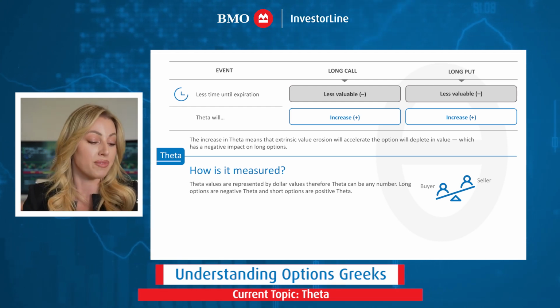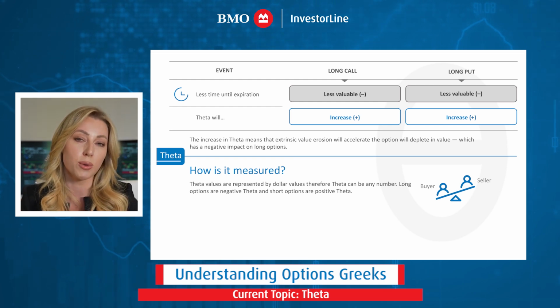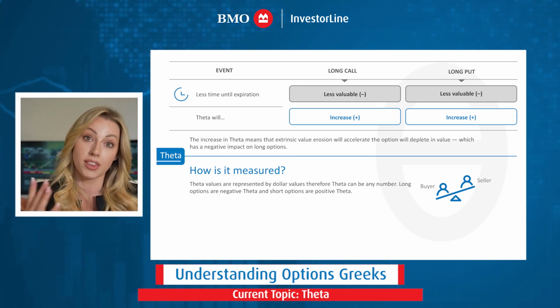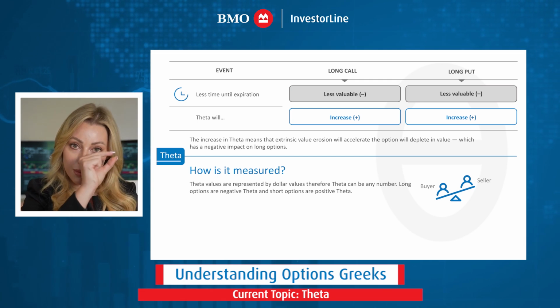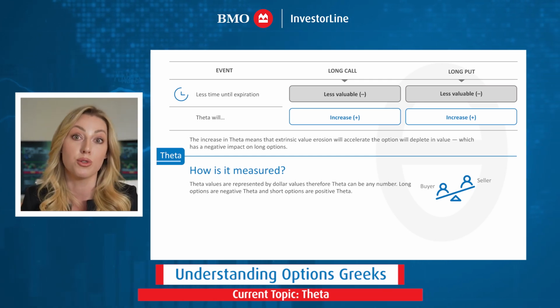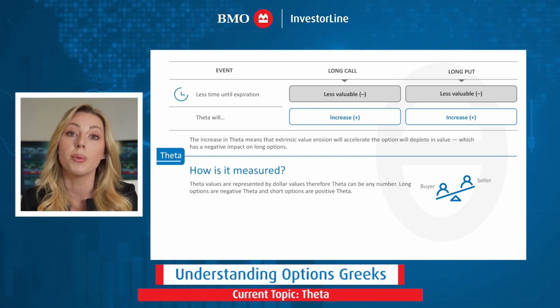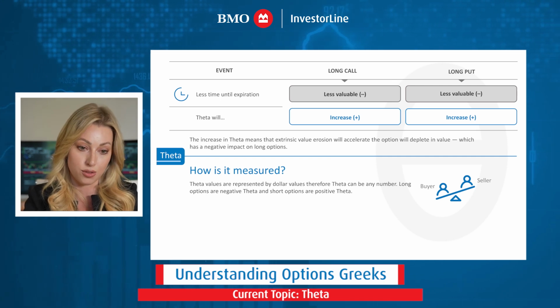It actually is around 14 to 21 days until expiration, for at the money options anyway, that you'll see theta just completely drop off because there is some movement that has to be there. But we're going to expand on that when we look at theta on an options chain.